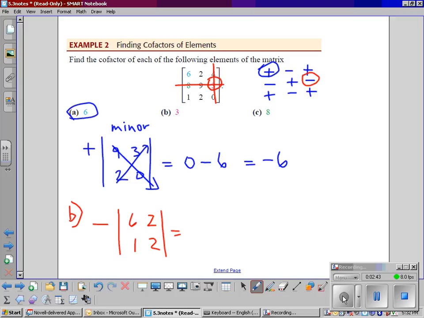Now let's find the value of that determinant and then take the opposite of it. That's what the negative out front means. If I multiply in this direction, I get 12. And you want to group the subtraction because you've got the negative out front that will have to affect your sum or your difference. So 6 times 2 is 12, and then we want to subtract 1 times 2, which is 2. 12 minus 2 is 10. We want the opposite of that. So the cofactor for 3 is -10.